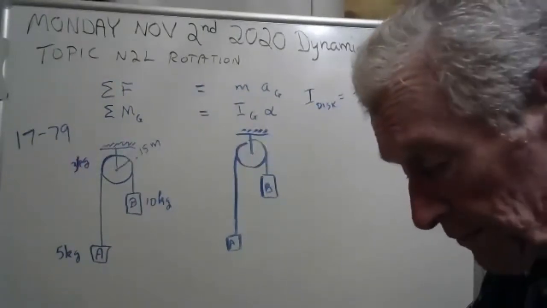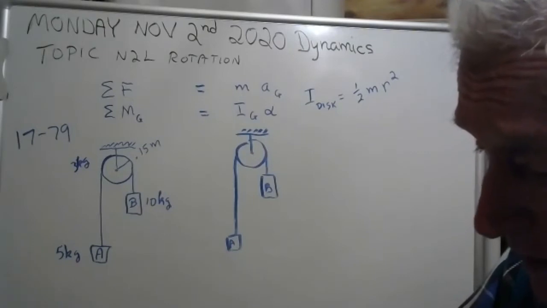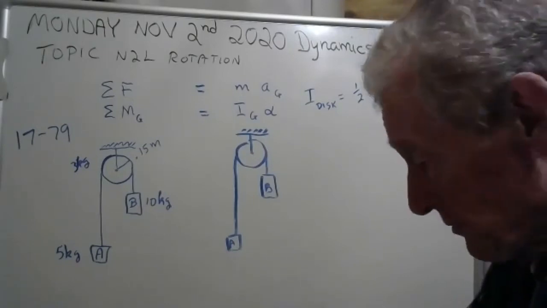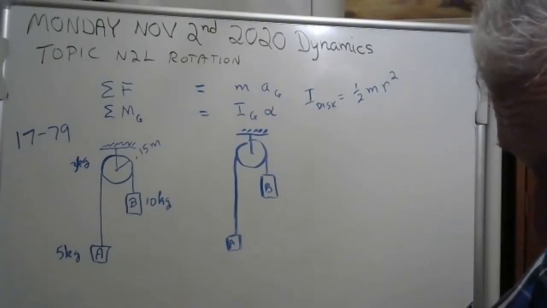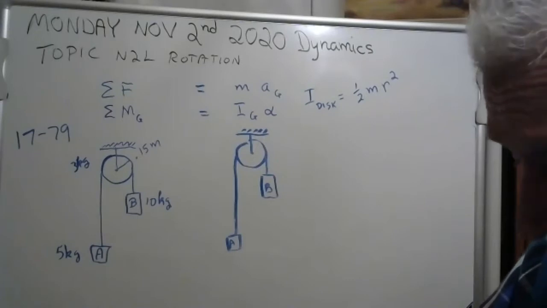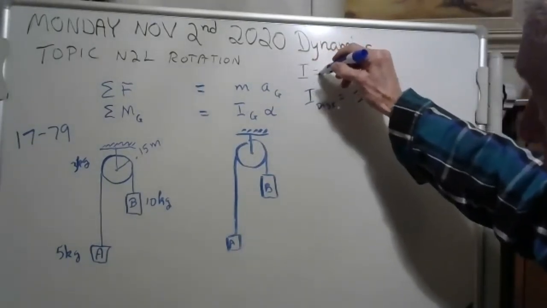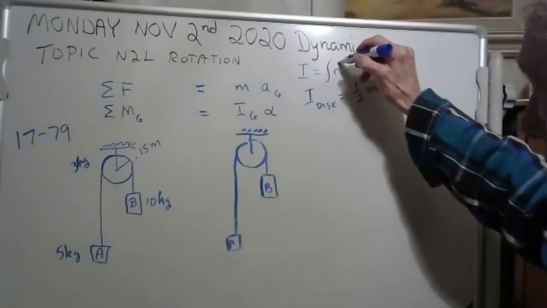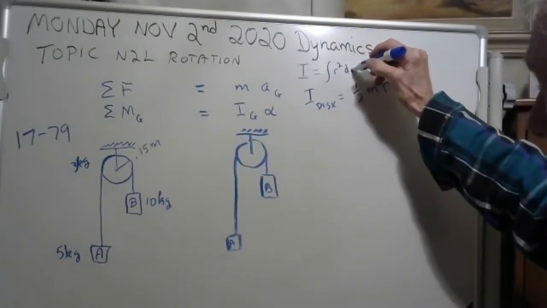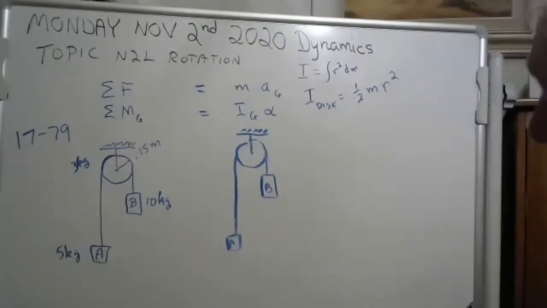We could derive that from scratch if you wanted to, but I can't remember if we derived that. I don't think we did, but you could do that. Remember the definition of moment of inertia. Mass moment of inertia is r squared dm. So you could derive that for a disk, but we're not going to do it right now.